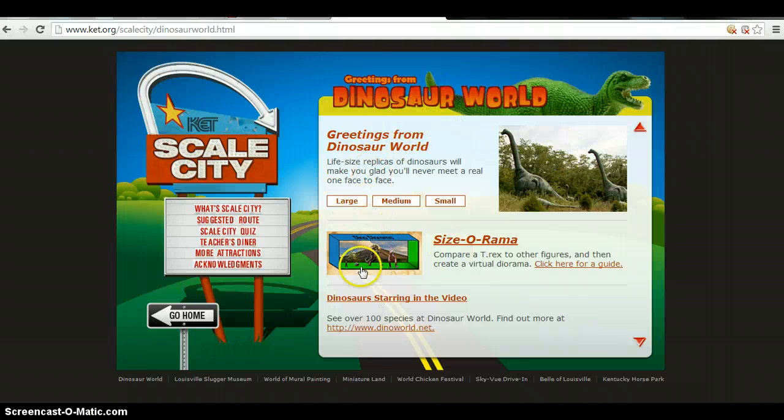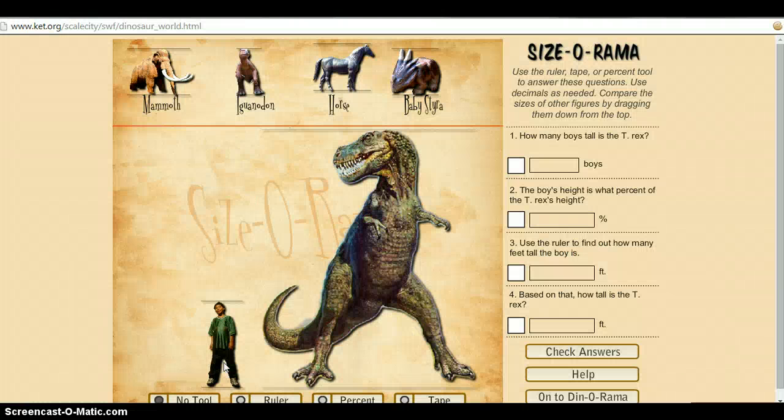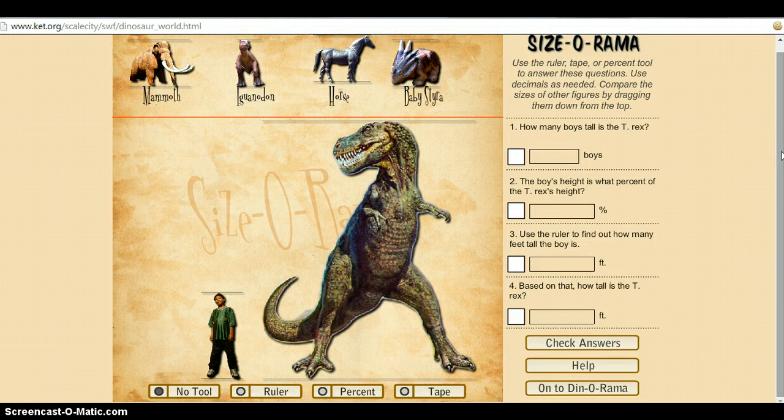And after students would go through this, they would be given the opportunity to go to that Sizeorama link and pull up a site like this, and it basically compares the real-life versions of the dinosaurs to the Sizeorama. Once students are given this, they're given the opportunity to pull from different tools, such as rulers, being able to make stuff into percents, and a tape measure. So students are given different opportunities to use different tools to be able to get their measurements.